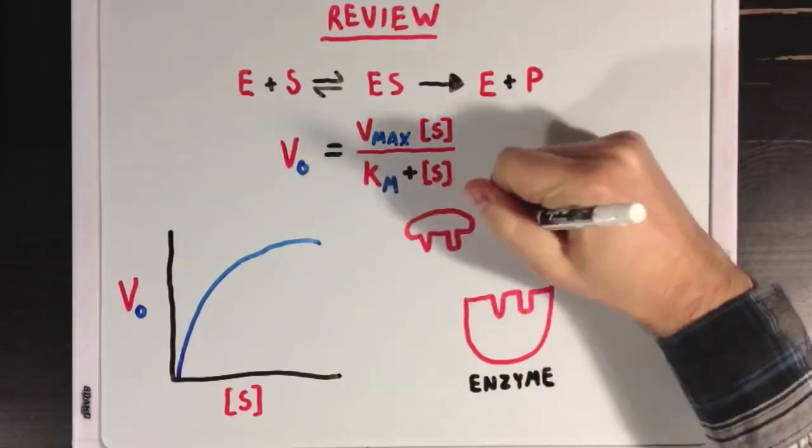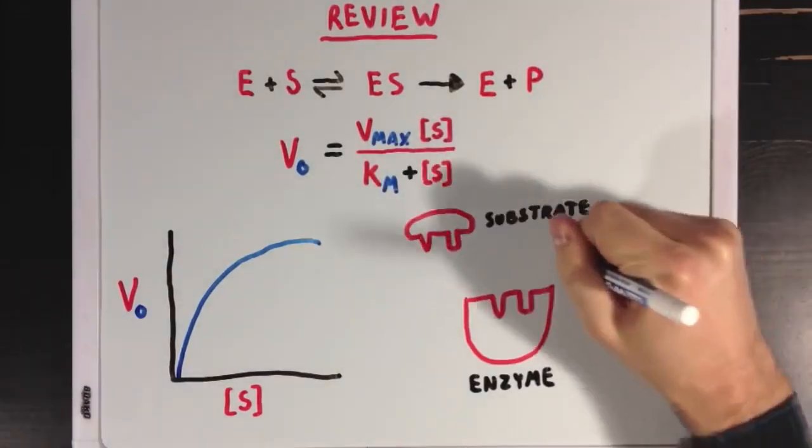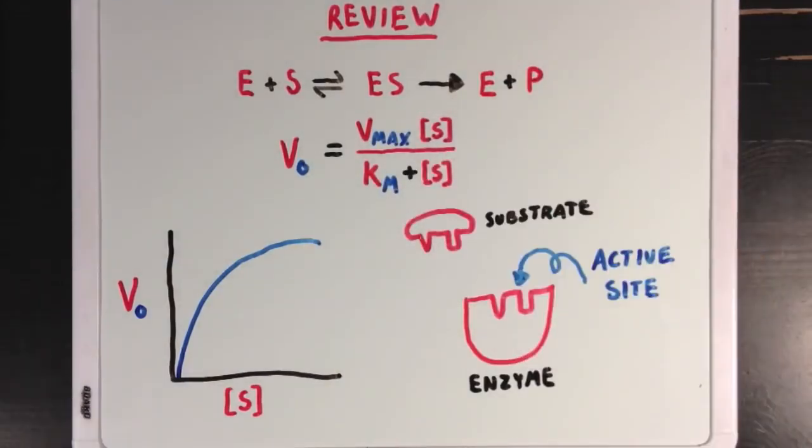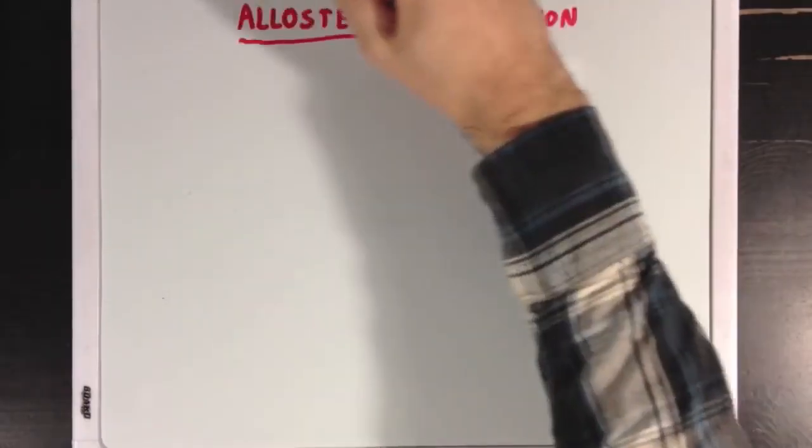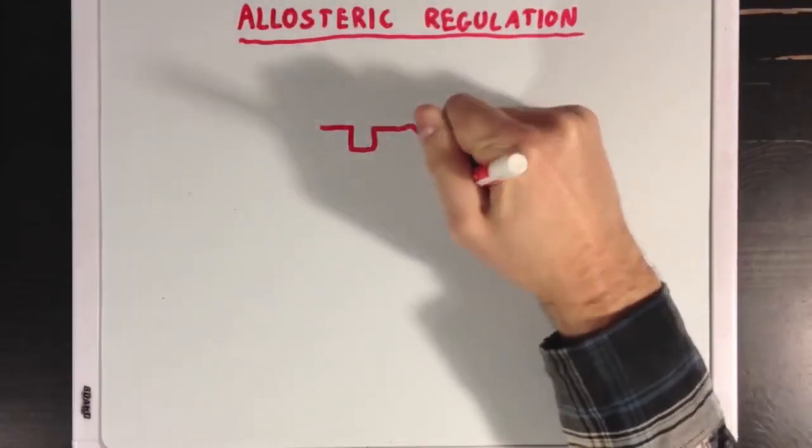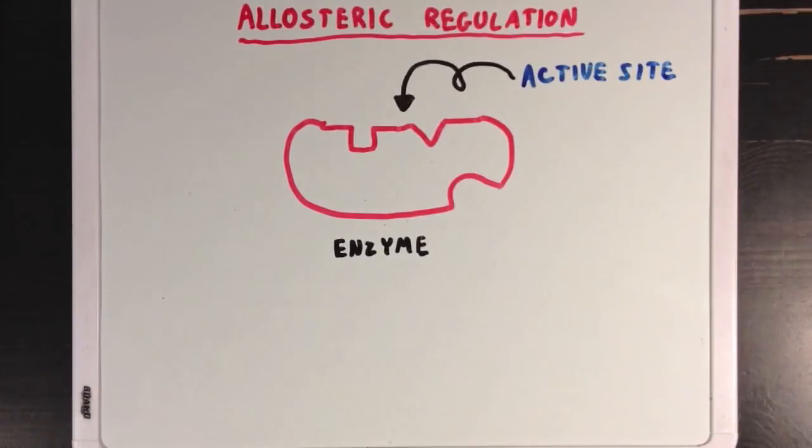Also remember that substrates will typically bind to enzymes at the active site. So what do we mean when we say allosteric regulation? Well, we know that enzymes usually have an active site where substrates can bind, but enzymes can also have what we call an allosteric site. And these allosteric sites are places on the enzyme where any enzyme regulator can bind. And I've put this star here just to point out that allosteric sites can be anywhere on an enzyme, and there can be any number of them as well.